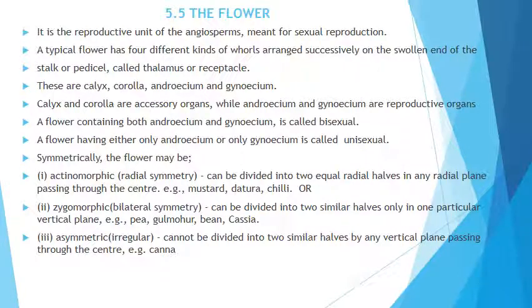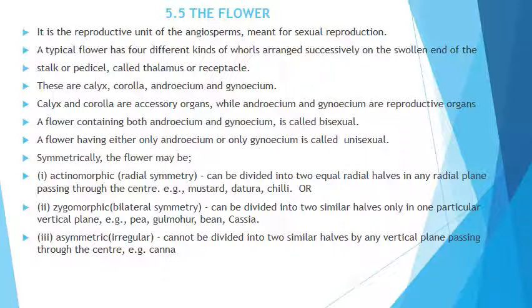Now, when we discuss the flower, the first main thing is that the flower is the reproductive unit of the angiosperm. Angiosperms are those plants which have flowers, and it is only meant for sexual reproduction and to attract insects. A typical flower has 4 different kinds of whorls arranged successively on the swollen end of the stalk or pedicel with which the flower is attached, and it is called the thalamus. These are calyx, corolla, androecium and gynoecium.